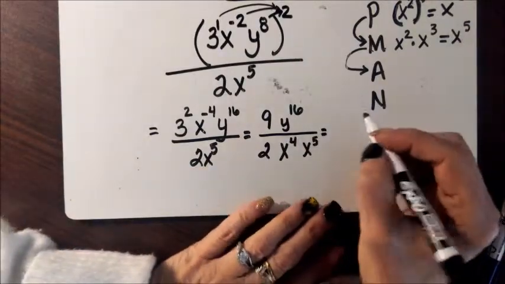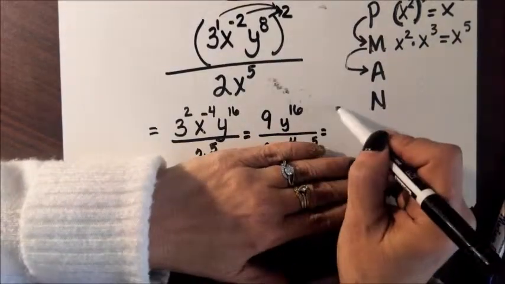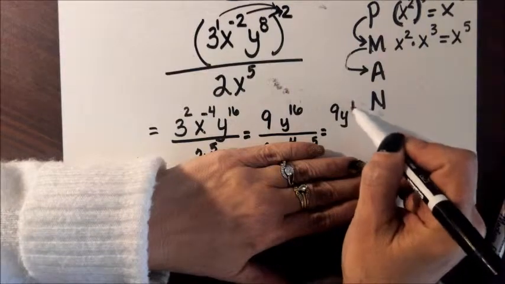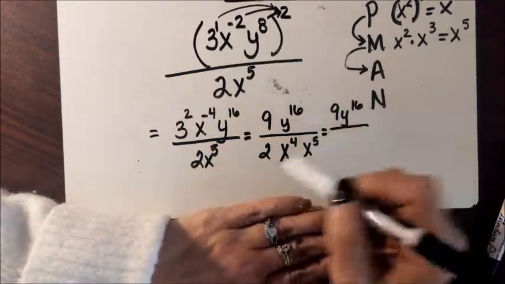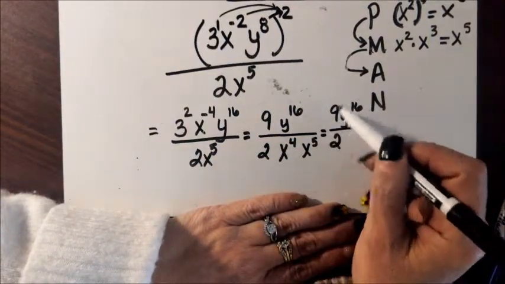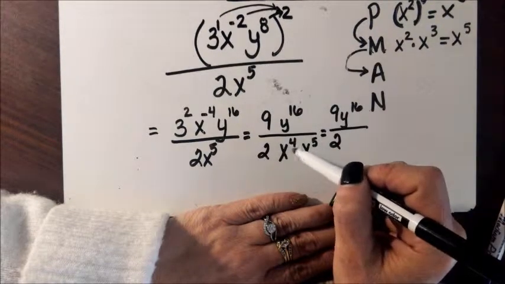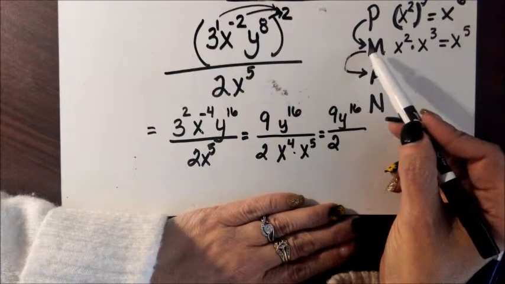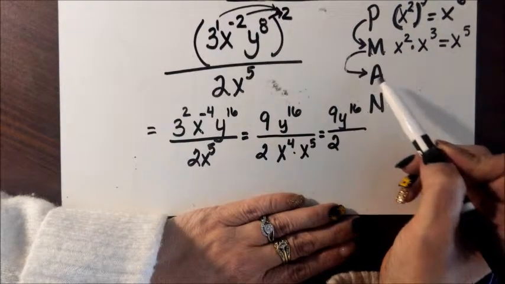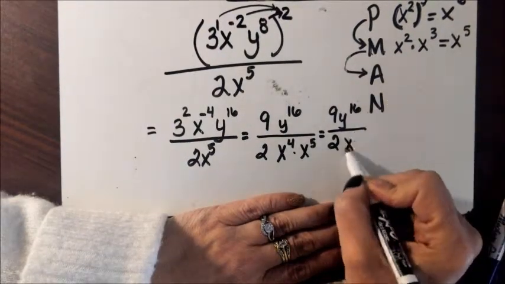So I just need to simplify. On the top, I can't do anything. 9 and y to the 16, they're not doing anything. Down here, 2 can't go into 9, so it's staying. But when I am multiplying x to the 4th times x to the 5th, P-man says that I add the exponents, so that's x to the 9th.